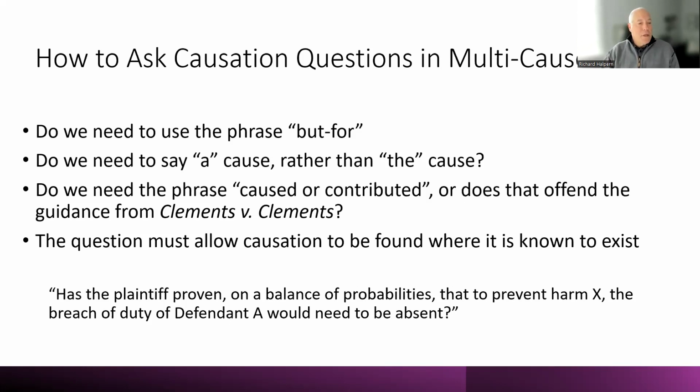test. So I put a question here: has the plaintiff proven on a balance of probabilities that to prevent harm X, the breach of duty of defendant A would need to be absent? Here I have not used but-for language. I have not used "a cause" or "the cause." I've avoided "cause" or "contributed." It's a much simpler question, I suggest to you, than the questions that we see in some of the case law. Next slide, please, Brenda.